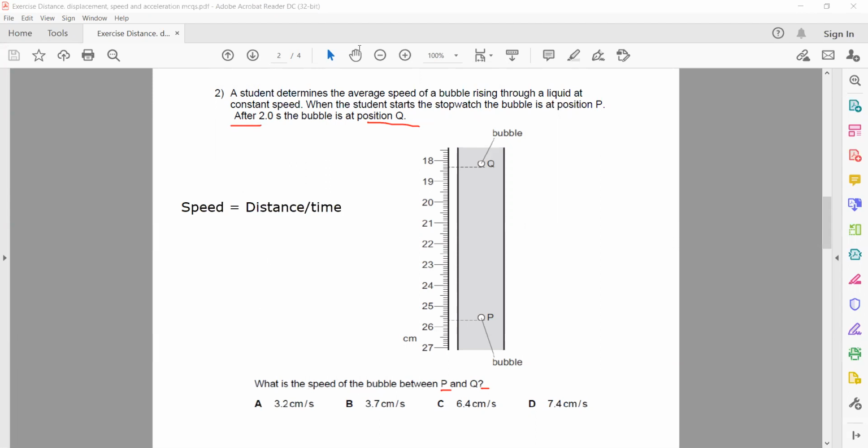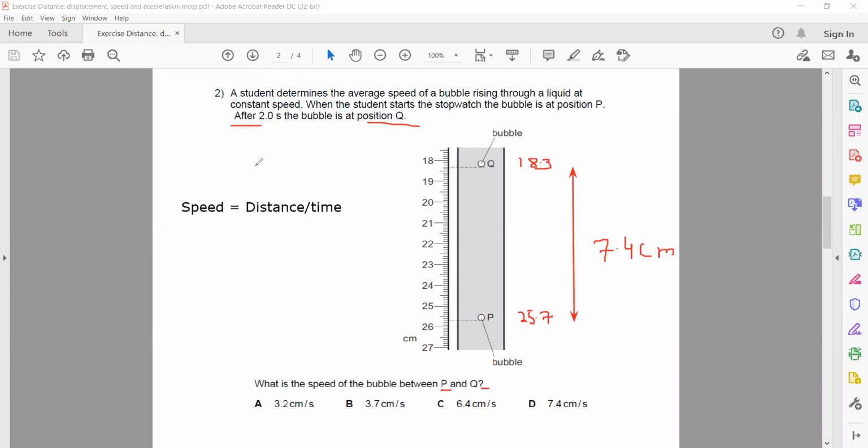So we have to calculate the distance from P to Q. At position P, this is written 18.3, and at Q it is 25.7. So the distance traveled is between 25.7 and 18.3. When we subtract 25.7 minus 18.3, that gives us 7.4. So in centimeters, the distance traveled by this bubble is 7.4.